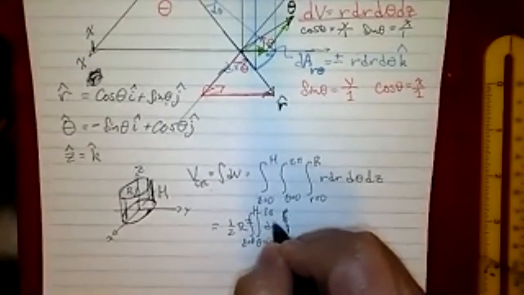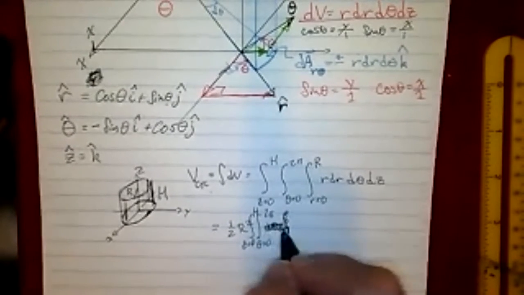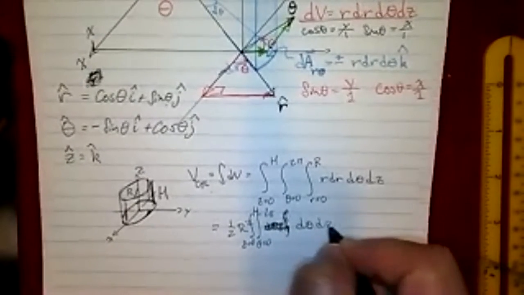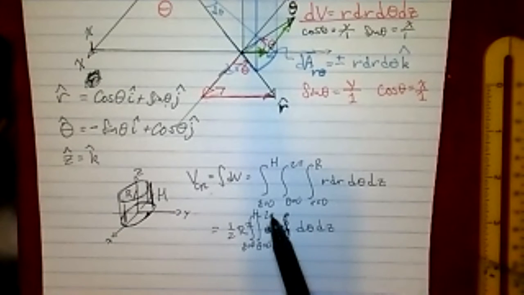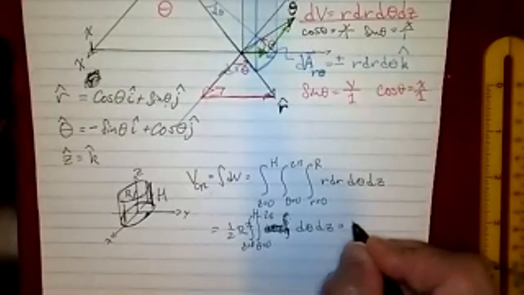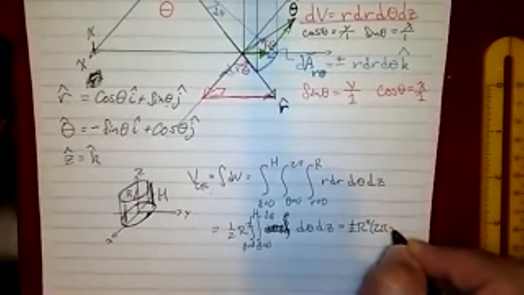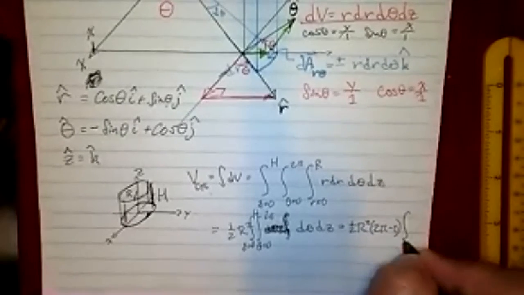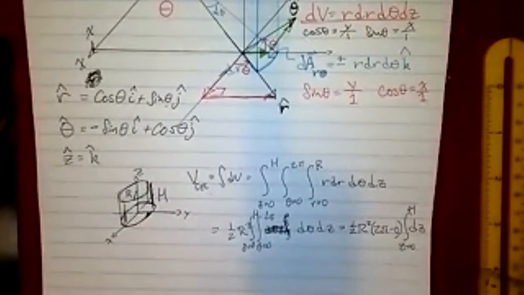Now I have the integral of d theta dz. Again, sorry about that little squiggly. That says d theta, that says dz. Actually, let's scribble the whole thing and just say d theta dz. Now, the integral of d theta is just theta, but that's evaluated at 2 pi and then evaluated at 0, so you get 2 pi minus 0. So I now have 1/2 R squared times 2 pi minus 0 times the integral from z equals 0 to h of dz.